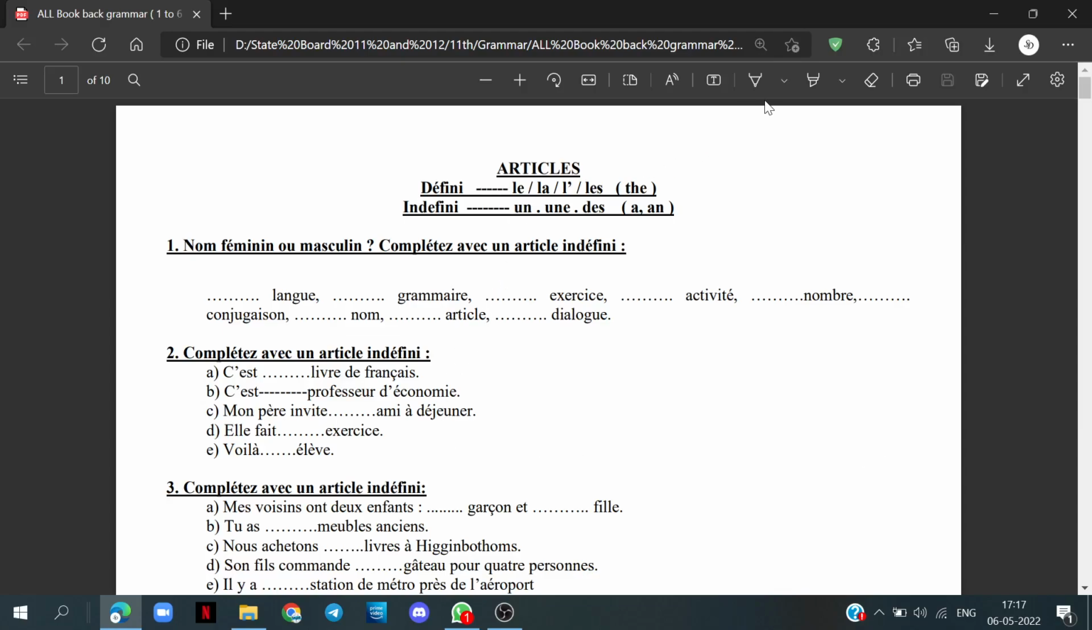Hi children, let us revise the 11th standard grammar, which is most important. This has been arranged topic wise in this file. So let's start. First, articles.